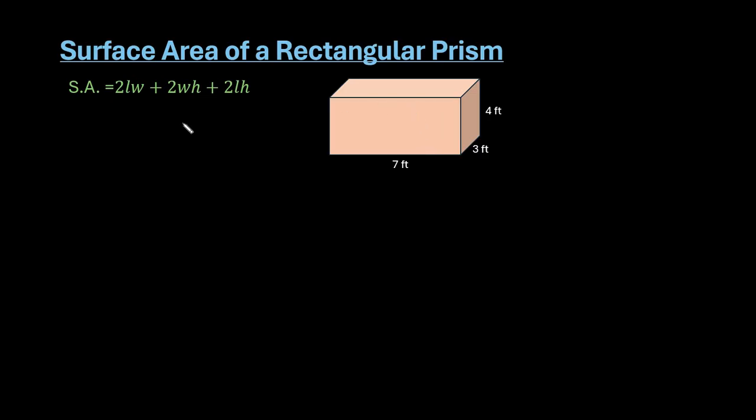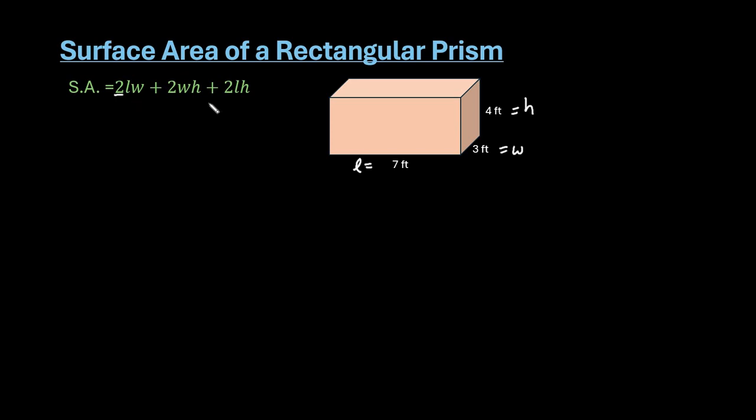If you have the surface area of a rectangular prism, the formula is found by doing 2 times the length times the width, plus 2 times the width times the height, plus 2 times the length times the height. It really doesn't matter which one you establish as length, width, and height. We could establish the 7 feet to be the length, this the width, and this the height. What matters is that you have one rectangle in the front and the one in the back is going to be the same. That's why you're multiplying by 2.